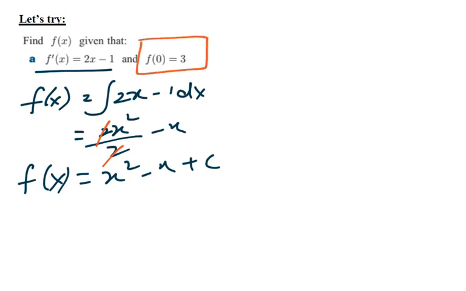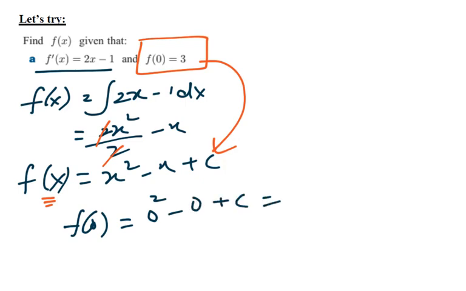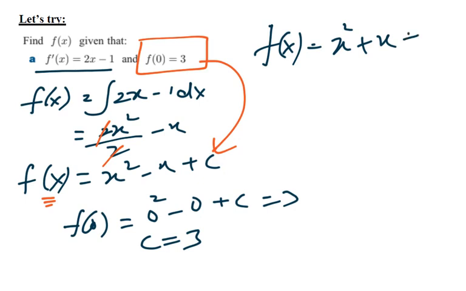There is another piece of information given here so that you can find the value of c. When you substitute 0 as x, you will find that f(0) = 0^2 - 0 + c is equal to 3. So we can say that c is equal to 3. In conclusion, f(x) can be written as x^2 - x + 3. So that's your final answer for this question.